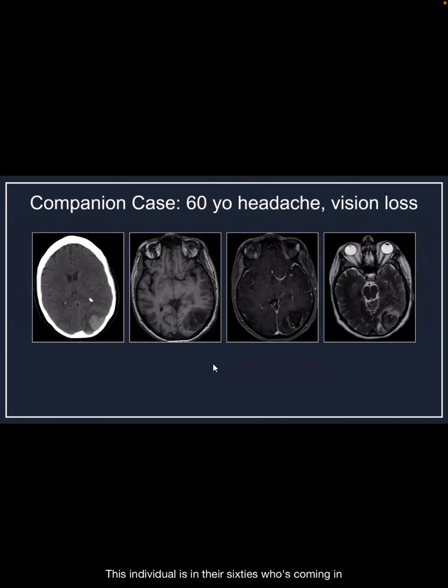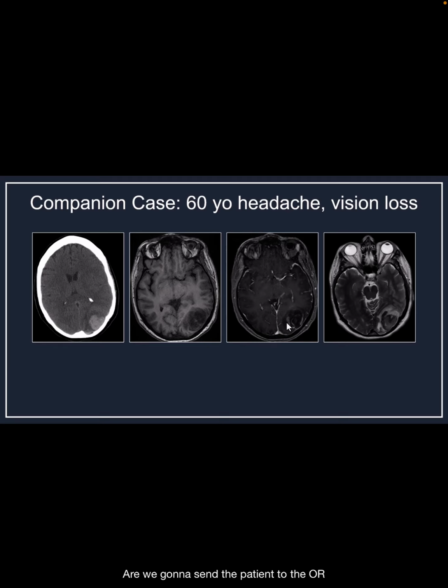This individual is in their 60s and is coming in with headache and vision loss, and we can see that the patient is presenting with a hematoma within their left occipital lobe. The patient, of course, ends up getting an MRI, and we can see that there's a thin rim of enhancement along the periphery of this hematoma. So is that thin rim of enhancement related to just blood-brain barrier breakdown because of the hematoma, or is there an underlying mass there? It's hard to tell. So what's the next step?